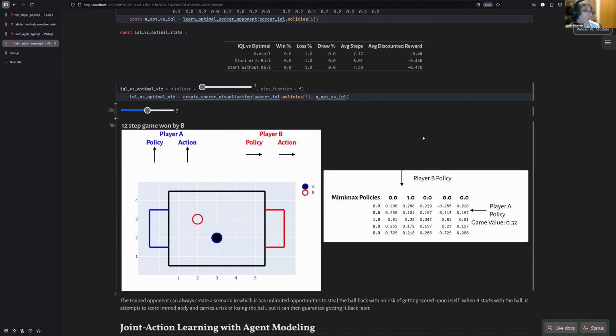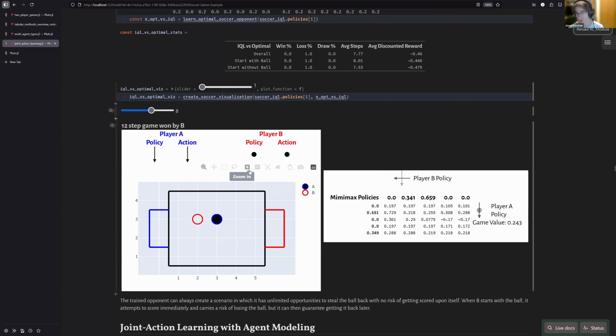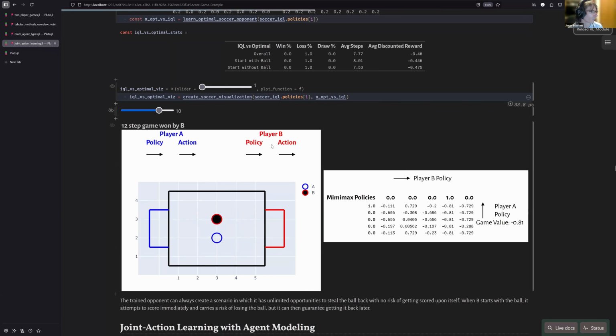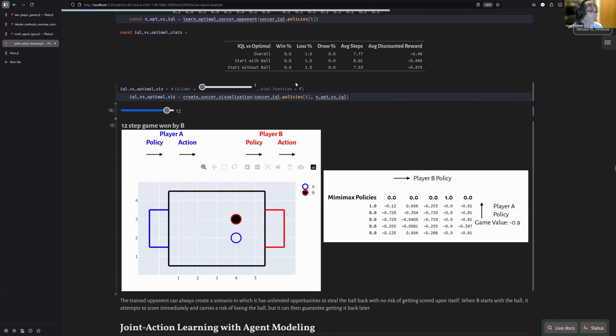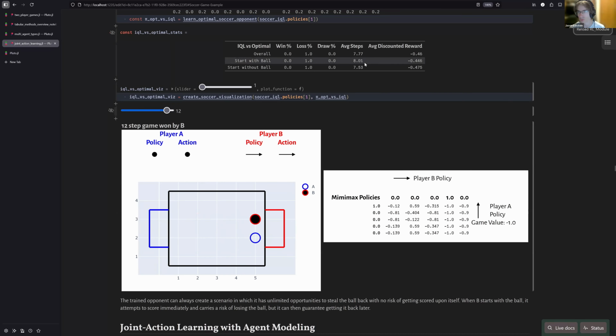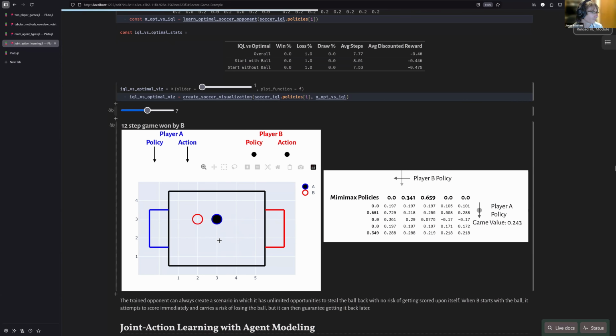So that's the reason why the optimal opponent can never lose to the IQL opponent, because it has a deterministic policy. And in all these stochastic games, if you have a deterministic policy, there is always a way to exploit it like this, where you can never lose and you get the most reward, right?